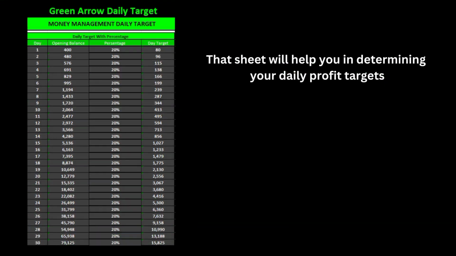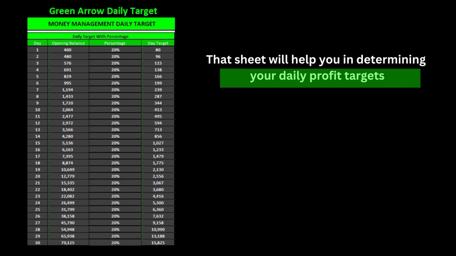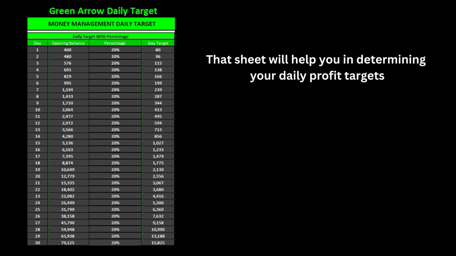Here is our second money management sheet, and with that sheet you can determine your daily profit targets. This sheet is designed especially for 30-day profit targets. In binary options it's important to be consistently profitable throughout the day, but you should also know where you have to stop your trading for that particular day.